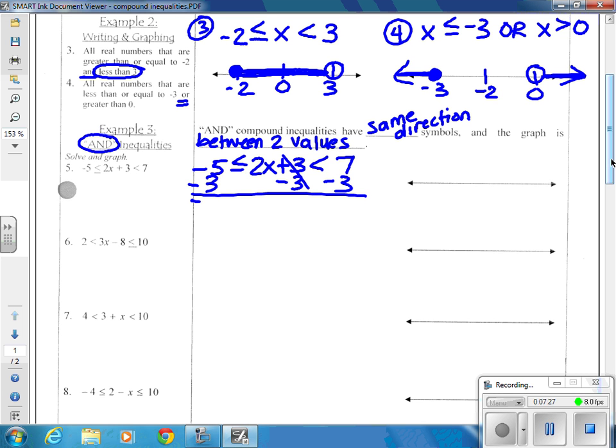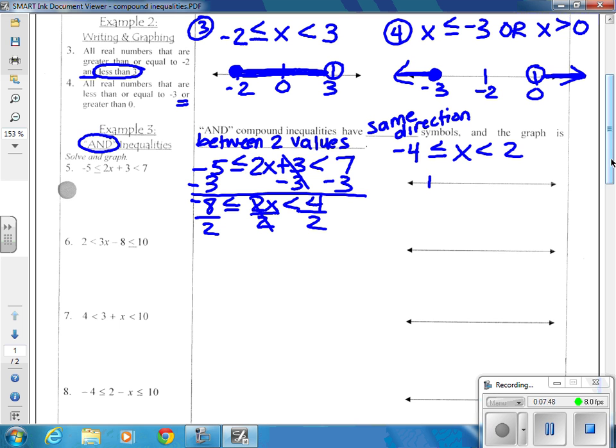-5 minus 3 is -8, less than or equal to 2x, which is less than 4. Okay, in order to get the 2 to go away from the x, I need to divide everybody by 2 on the middle, the left, and the right. And when I get done with this, I'm going to have my final answer. So I will have -4 is less than or equal to x, which is less than 2. And that'll tell me how to graph it.